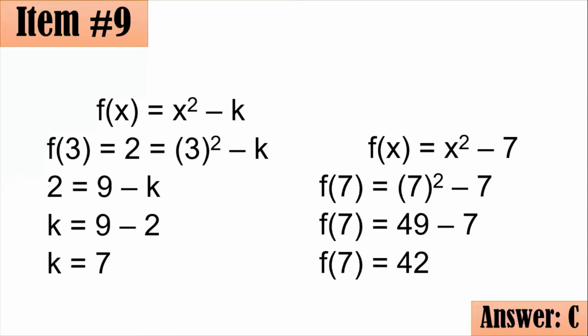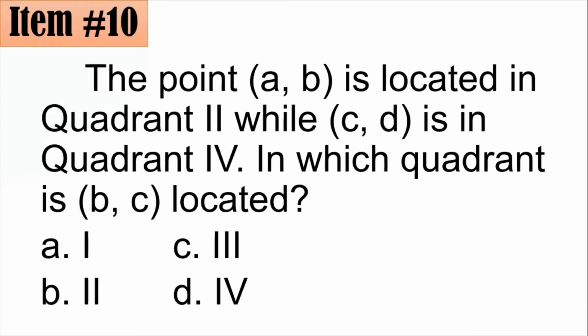Number 10. The point AB is located in quadrant 2, while CD is in quadrant 4. In which quadrant is the point BC located? Is it 1, 2, 3, or 4? Check carefully. Let's see if you got it.